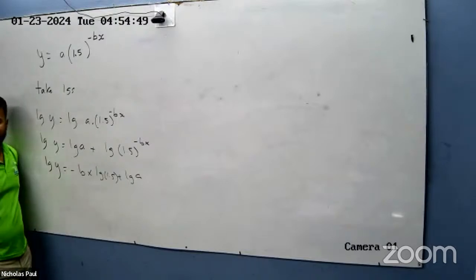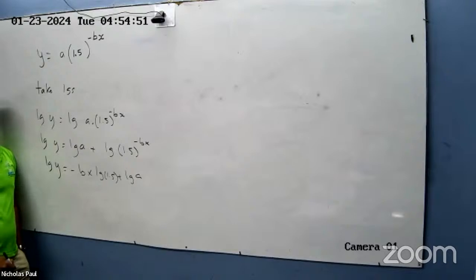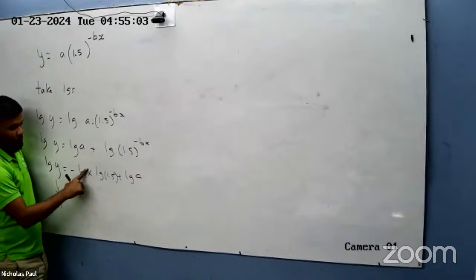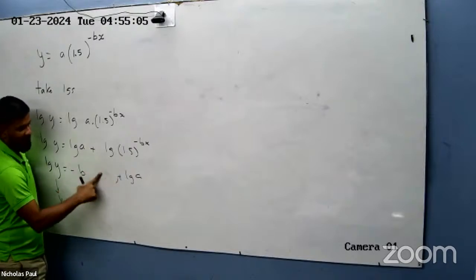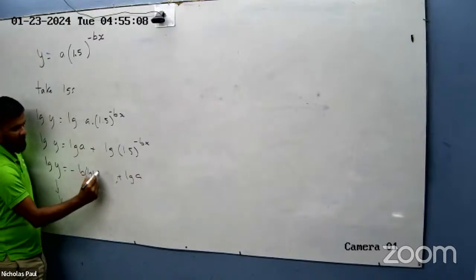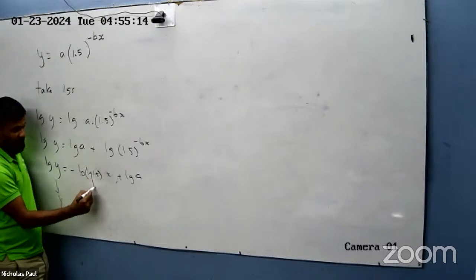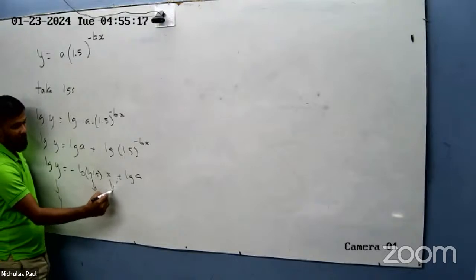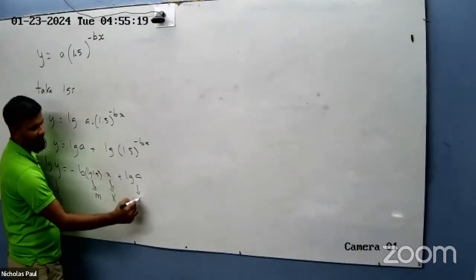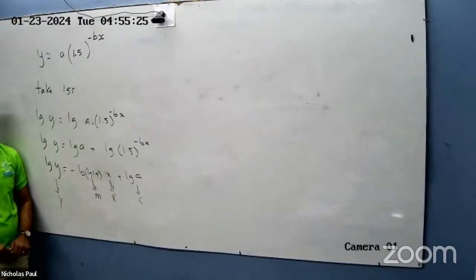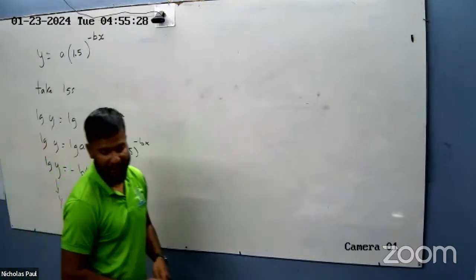And what do you plot? This is your y. So what you could do is take the x, and put the log 1.5 here and the x here, because this is a value. So this will be your gradient, and this will be your c. So you're plotting log y versus x. That is your linearization.